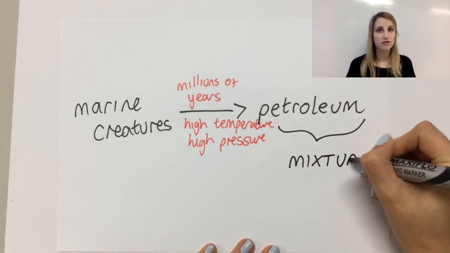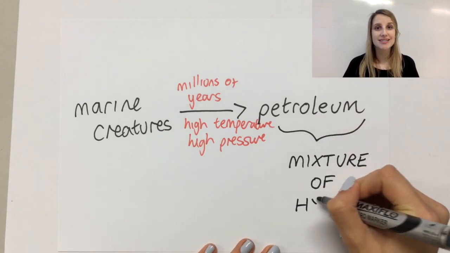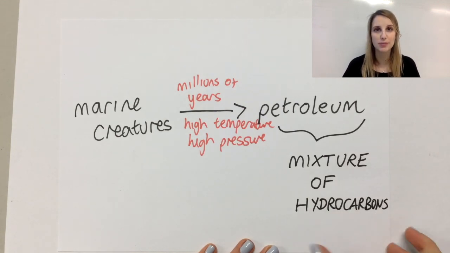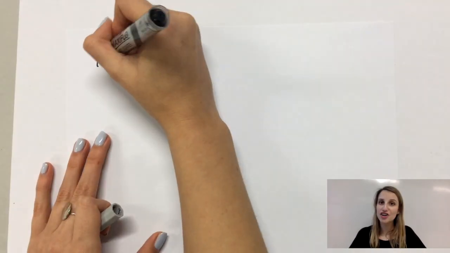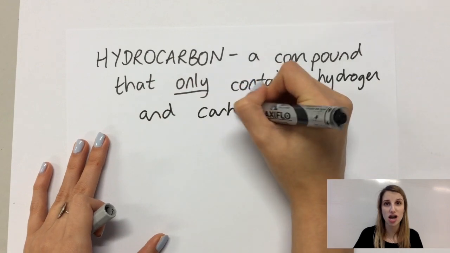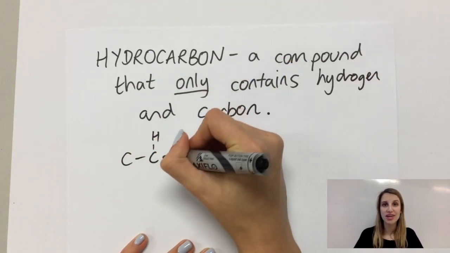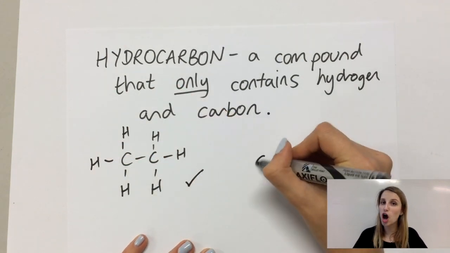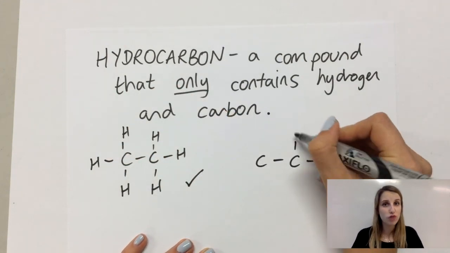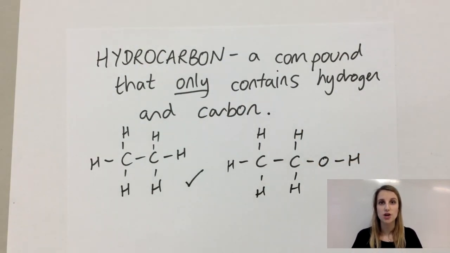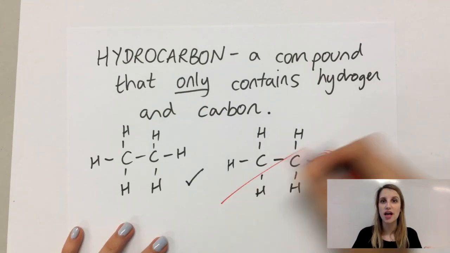Now, the definition for what's inside petroleum is that it's a mixture of hydrocarbons. So let's define what hydrocarbons means first. A hydrocarbon is a compound that contains only carbon and hydrogen. So what I've got here is ethane, which does contain only carbon and hydrogen. That makes it a hydrocarbon, whereas the ethanol on the right hand side is not a hydrocarbon because of that extra oxygen there. So if it just contains carbon and hydrogen, that makes it a hydrocarbon.